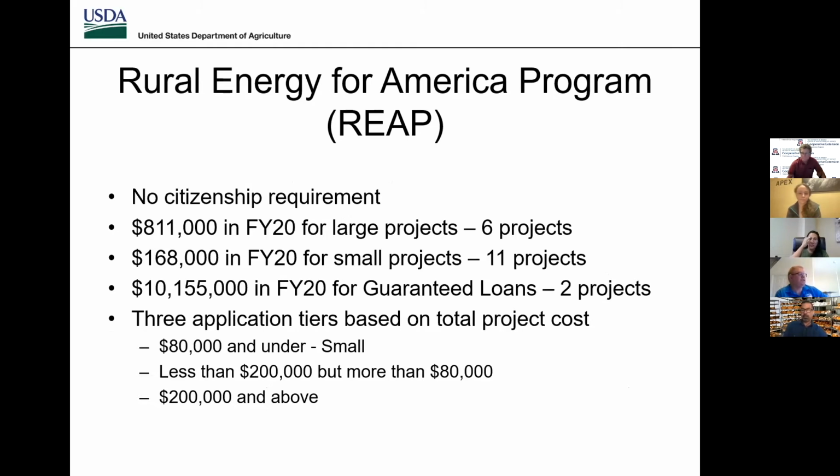There's really no citizenship requirement. We just want to make sure the energy efficiency is used in the United States.